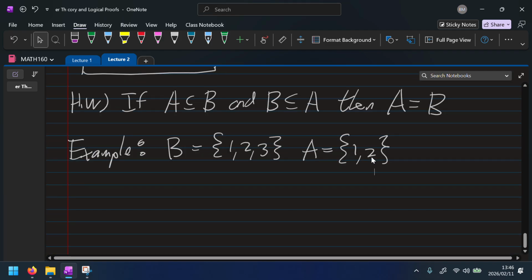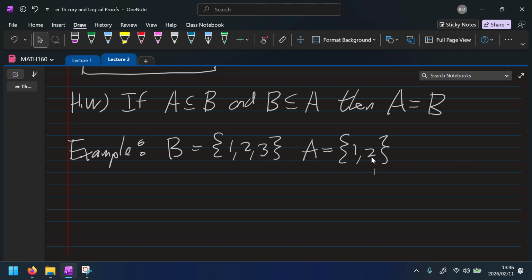Let's check the next one. 2. 2 is an element of A. Is 2 an element of B? Yep, both of them checked. So it is a subset. Now, if it looks like this, just very simple sets, it's easy to check, right? We just go through each element and we can see. What happens if A is defined by a rule? So it's using set builder notation, and B is also defined by another rule. Now it's a bit more difficult to check.